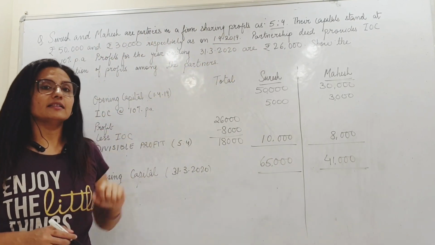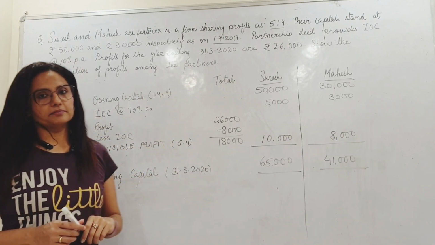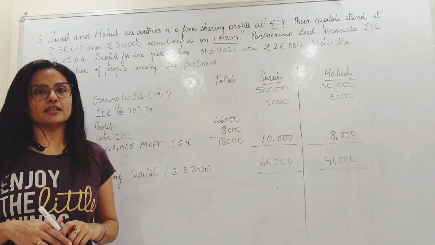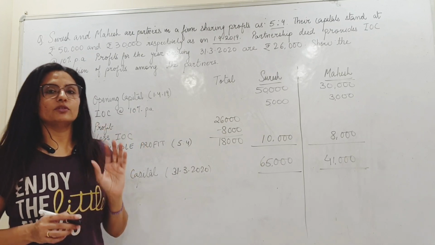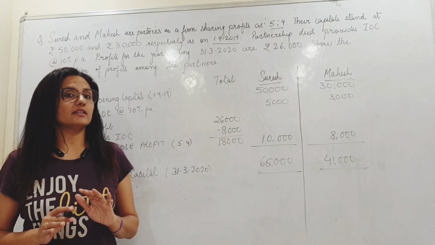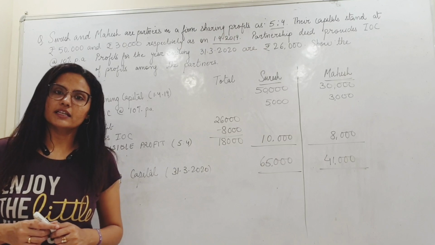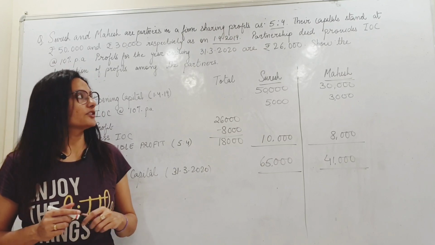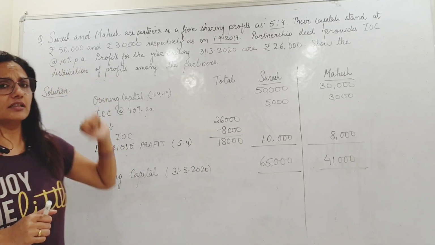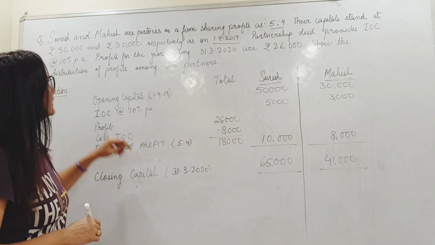Partnership deed provides interest on capital (IOC) at 10% per annum. As we have discussed in previous cases, partnership deed जब बोलेगा कि interest on capital देना है तो देना है. But here it's not mentioned whether it's a charge against profit or an appropriation of profit. तो क्या assume करेंगे? Appropriation of profit. So here profit होगा तो ही interest on capital देंगे.